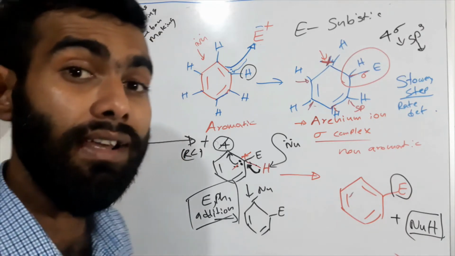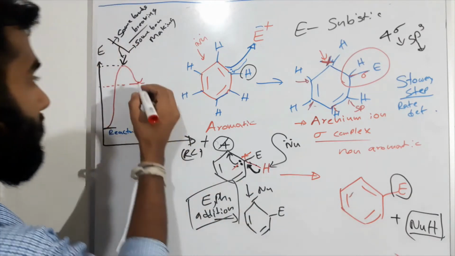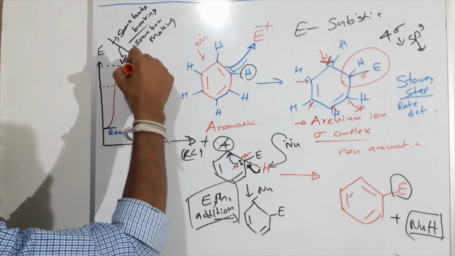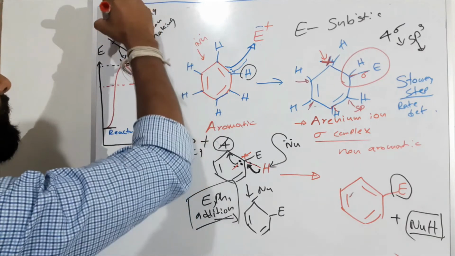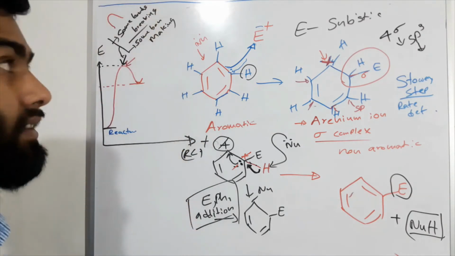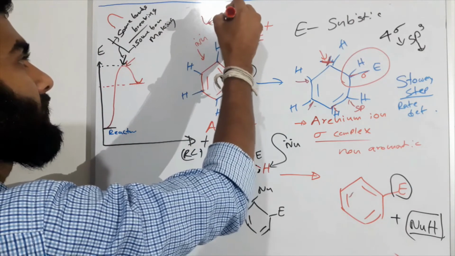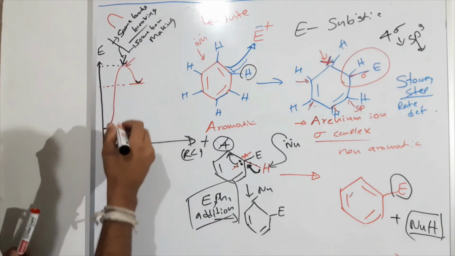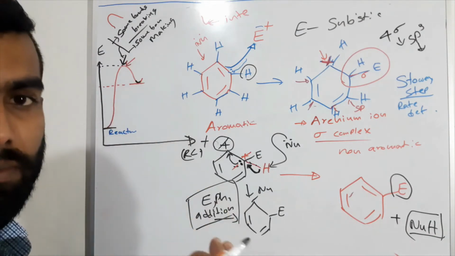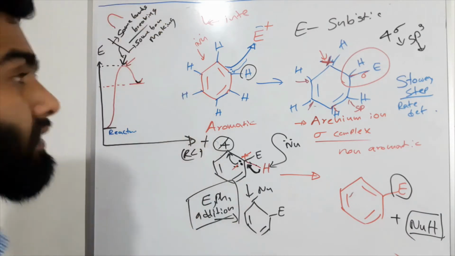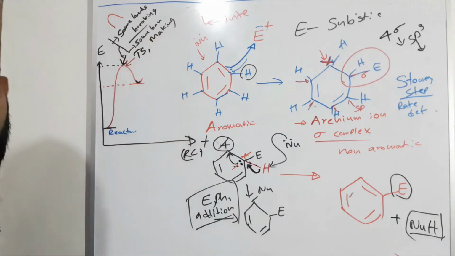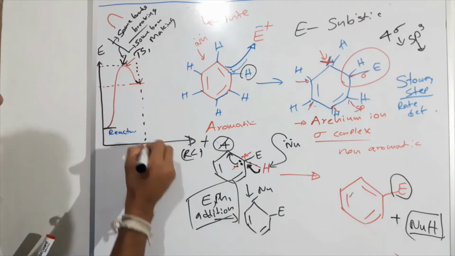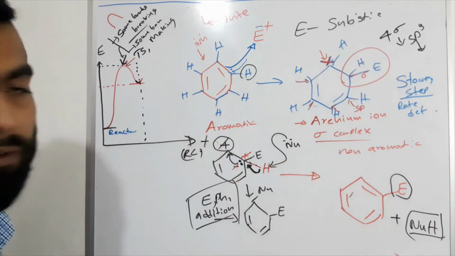Because of that, it is highly unstable compared to this carbocation. Here you can observe this is a maxima. Maxima means it is a transition state. Minima means it is an intermediate state. So here the carbocation formed. The carbocation is much more stable than the transition state. Here is transition state 1. This is the first step, formation of the carbocation, or otherwise arenium ion or sigma complex.